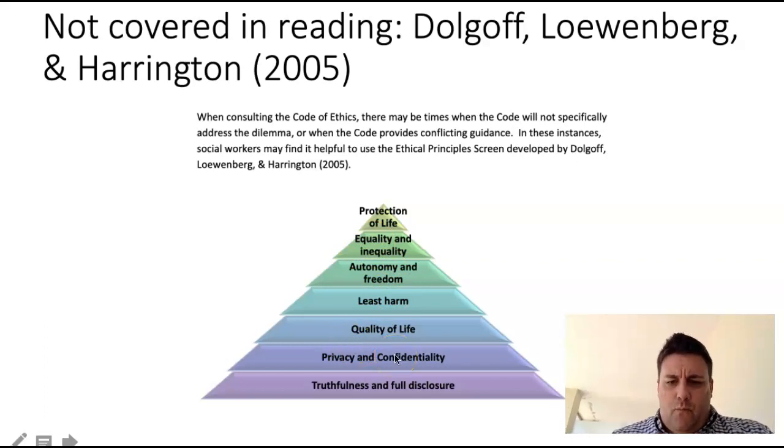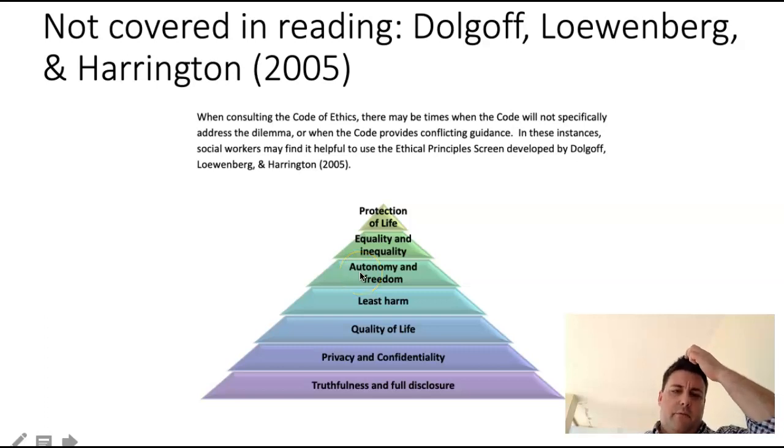And so the way that you use Dolgoff, Loewenberg, and Harrington's model is this helps you determine which ethical principle to favor. So if, say, autonomy and freedom is in competition with privacy and confidentiality, autonomy and freedom sort of triumphs over privacy and confidentiality. So you would choose autonomy and freedom as the correct course of action.